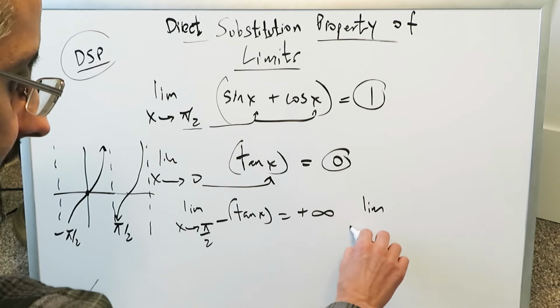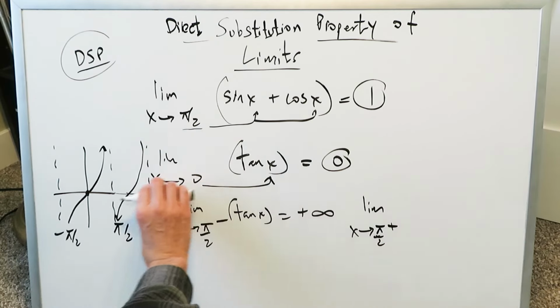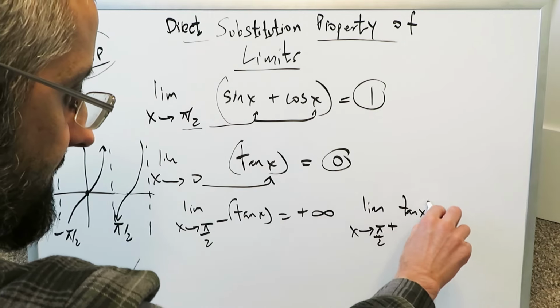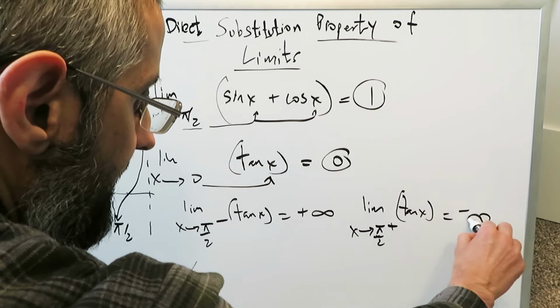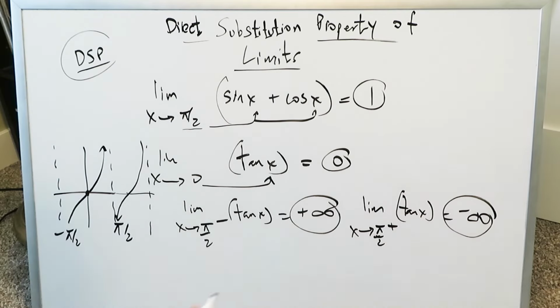Now the other sided limit. Limit as x approaches pi over 2 from the right. As you're approaching pi over 2, this other tan curve is going down here. For tan x, it's going down towards minus infinity, and you would have two answers. From the left side it's positive infinity, from the right side it's negative infinity.